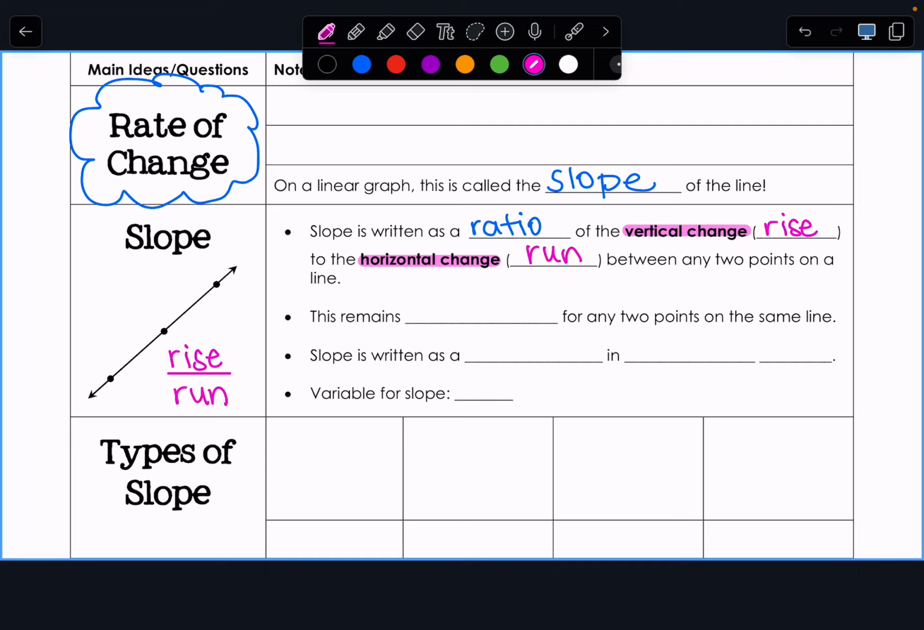Now, on a line, there's an infinite number of points, but typically I'm going to highlight 2 points for you to look at. If I were to highlight 6, 7, 8, 9, 10 points, it wouldn't matter which 2 you pick because our slope is going to be constant. It's going to be the same no matter which 2 points we pick from our graph. It is a constant rate of change.